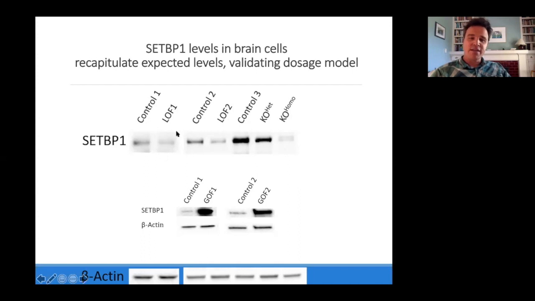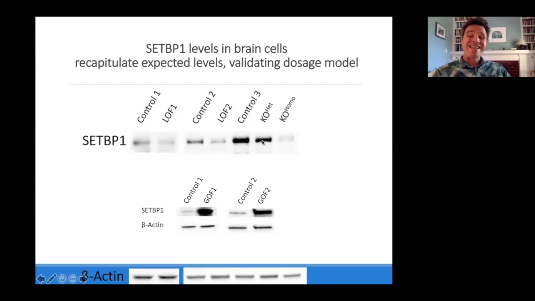What you can see here are the matched family controls. This is the protein of SETBP1. You can see there's a little bit less of it here. Here's the control for the next deficiency child, and you can see there's less of it compared to this one. Again, these are the matched family members. And then here is our gene-edited control. This is just a normal person, with no mutation in SETBP1, I should say.